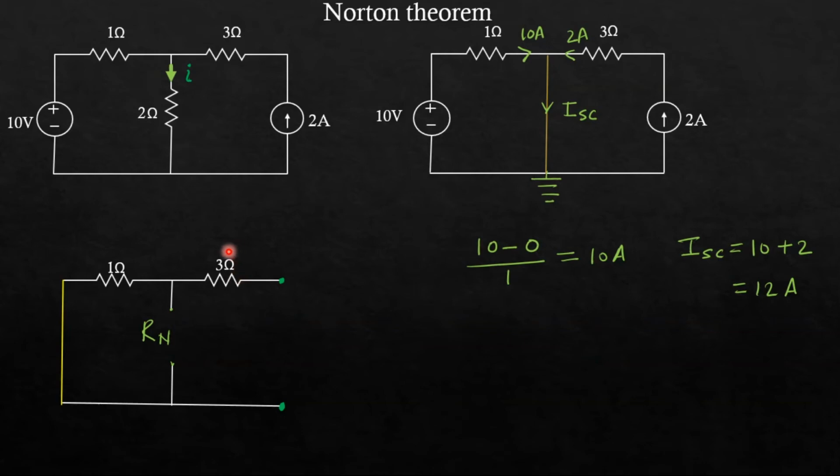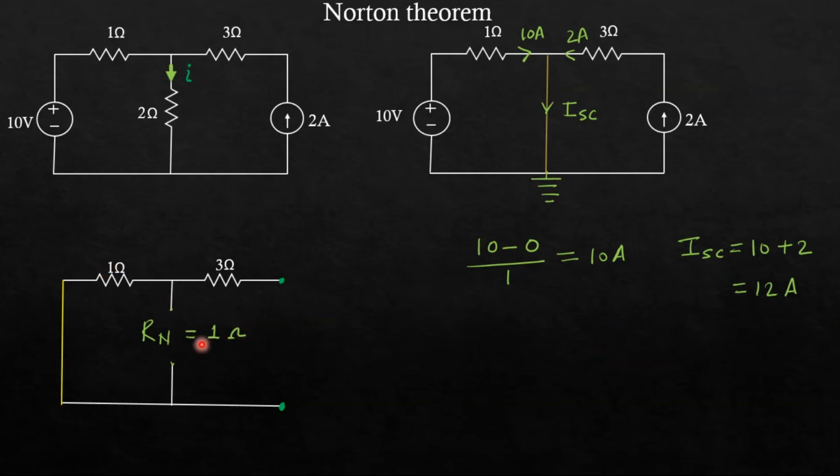Now we can neglect this resistance. Why? Because no current is going to flow, because there is an open circuit. So I can neglect this resistance. So the resistance seen from this terminal is 1 ohm. Okay, because no current will go through this path. Only the total current will go through this path. So our Norton's resistance is equal to 1 ohm.